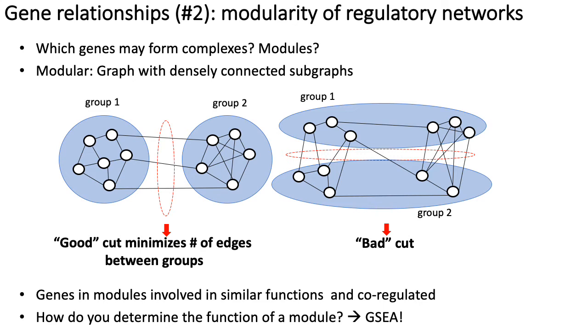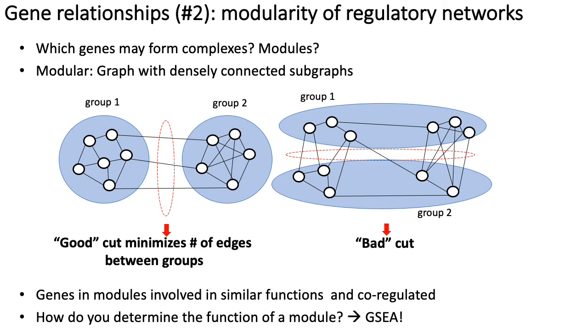Whereas on the right, if those are my two groups that I've defined, then I would actually have to cut 1, 2, 3, 4, 5, 6, 7, 8, 9, 10, 11. I would actually have to cut 11 edges in order to separate these two groups.